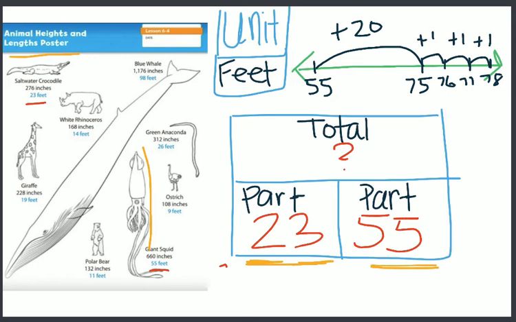Today in your math journal, you are going to write and solve 2 number stories. And the 2 number stories are going to be different than what I just showed you. So you are not going to add the length of the crocodile plus the length of the squid. You can pick other animals to add together or subtract. It's your choice. But you're going to write and solve 2 number stories, and you're going to use information or data from the animal heights and lengths poster.